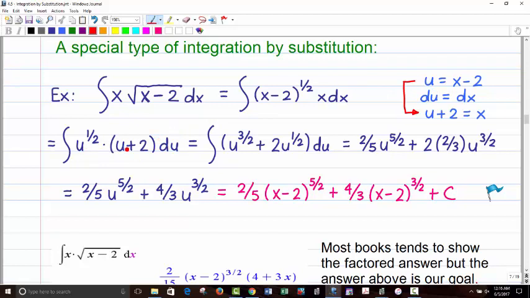Now you look at this step and go, well, what do I do here? Well, that's no problem because this parenthesis is to the first power. Since it's to the first power, that means you can distribute, and you're then creating two separate integrals. That's mathematically allowed, and that's the process for this problem. So I distribute. u to the 1/2 times u is u to the 3/2. u to the 1/2 times 2 is 2u to the 1/2.